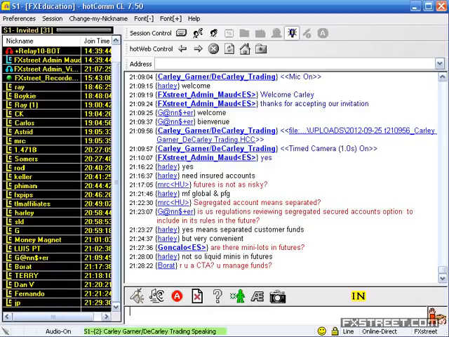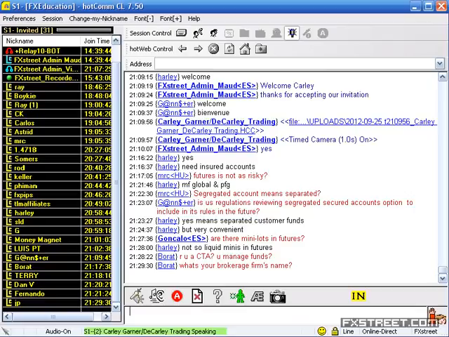Yes, there are mini lots in futures, and there are actually even e-micros, which I'm kind of a big fan of. The mini lots are half the size of a full-size contract. So in the futures, we'll just take the euro because that's the most popular currency. Basically the euro-dollar pair is what it is, but it's a futures contract.